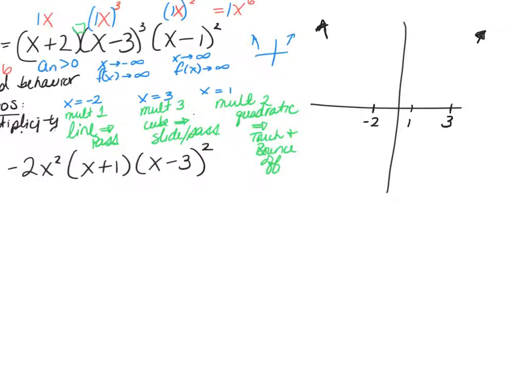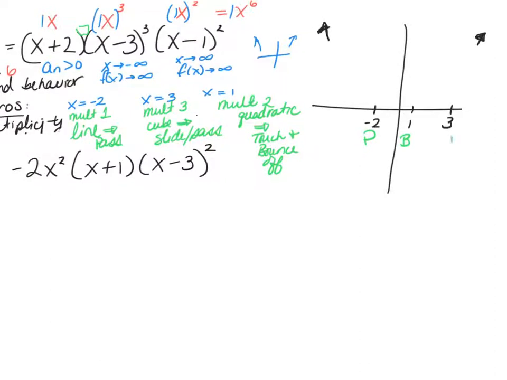At negative 2, I expect to pass. I'm going to pass like a line. At 1, I expect to bounce. It's going to act like a quadratic. And at 3, I'm expecting to pass with a slide. So pass as a slide. So now I'm going to bring all this information together.